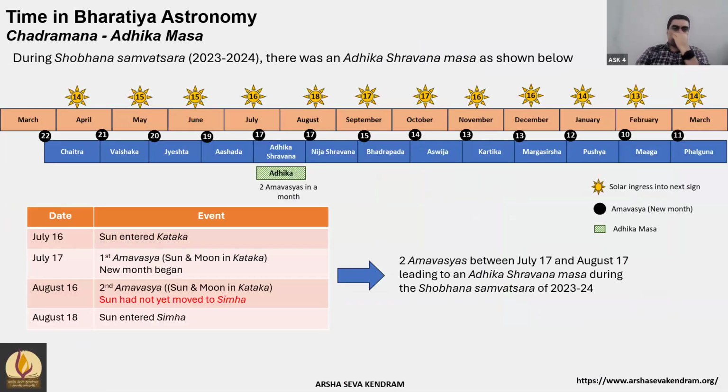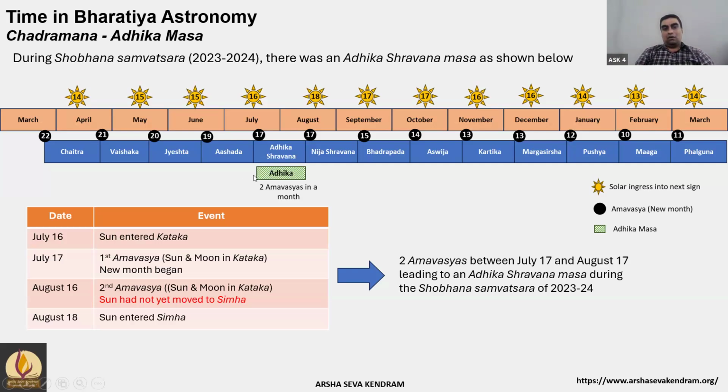Right? Now, if you look at it, the last time it happened was sometime in July, August of 2023. So what happened during those times? Before July, August, everything was happening as normal. The Amavasya happened on 22nd of March. Then April 14th, sun moved into Mesha, and then Amavasya. So Amavasya, sun ingress keeps happening sequentially, one after the other, right?